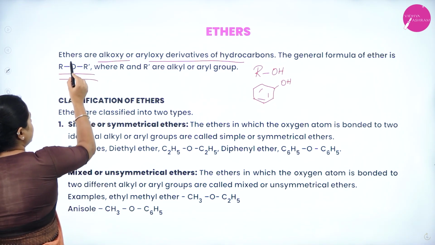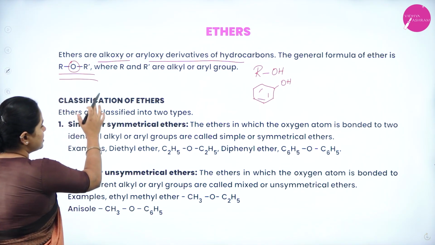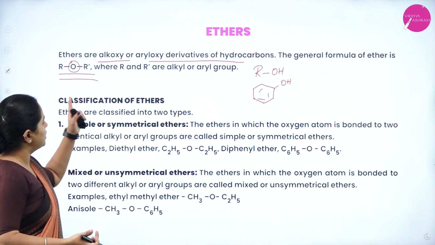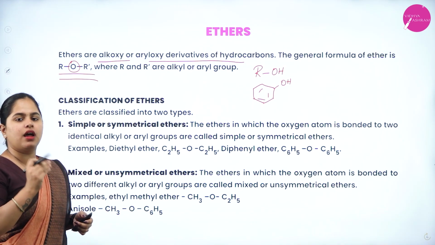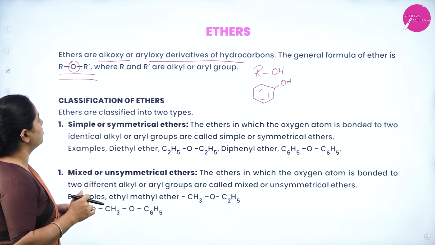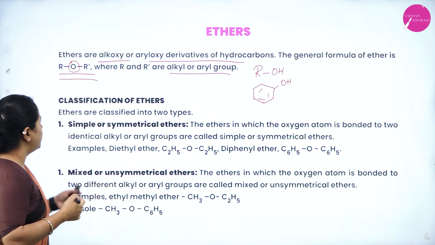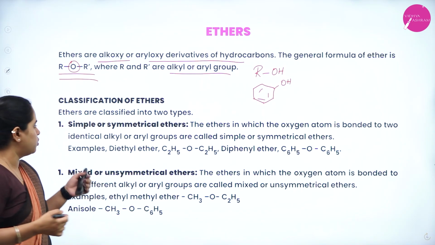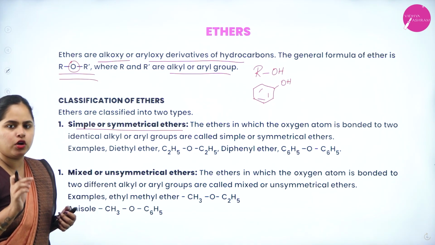So you can see this oxygen O, that is your functional group, and on either side you will have alkyl groups or aryl groups. So this O is what is written here, alkoxy or aryloxy, based on whether the R is an alkyl or aryl group, where R and R dash can be aryl or alkyl groups. Now the classification of ether: it can be classified into two types. One is simple or symmetric ethers.